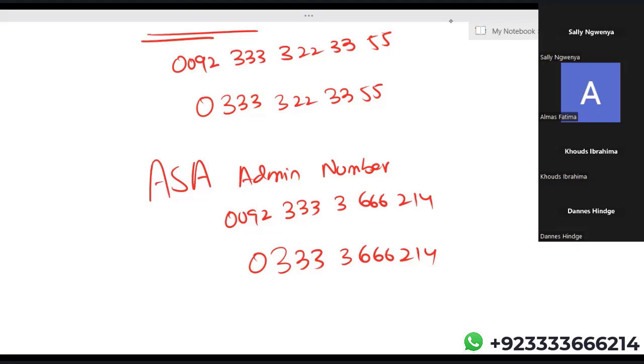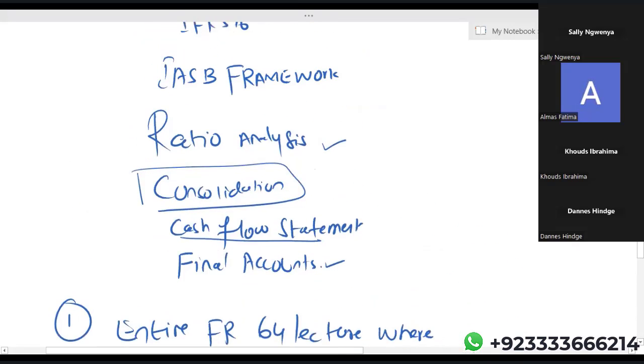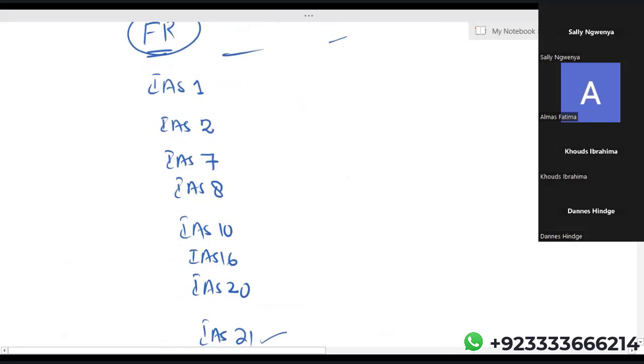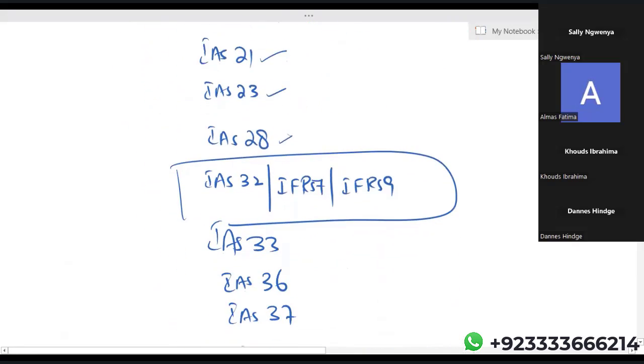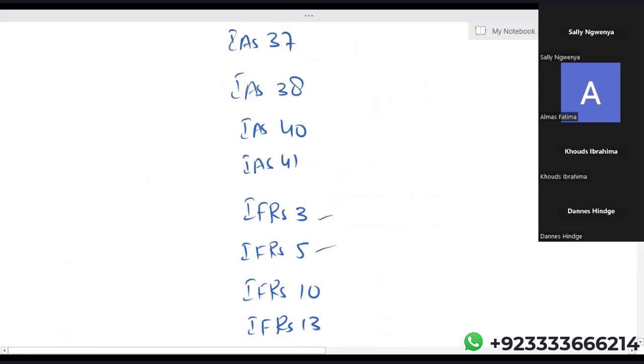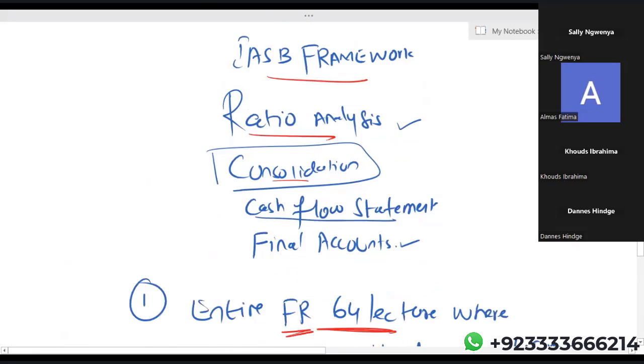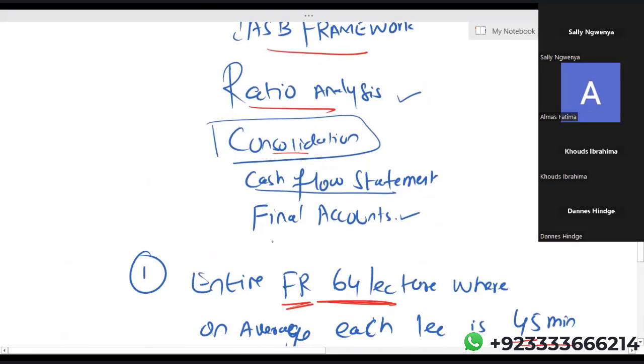FR syllabus I have just written here. I think you might have joined us late. Look at the syllabus. All the IASs I've written are in your syllabus. The list of IASs, and then there are IFRSs, the IASB framework, ratio analysis, consolidation, cash flow statement, and final accounts. That's the syllabus.